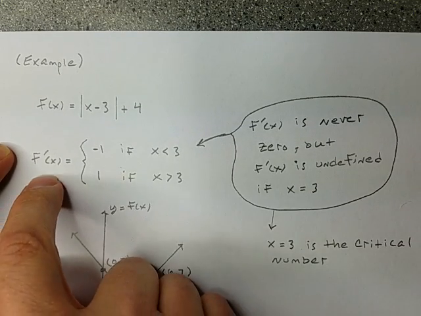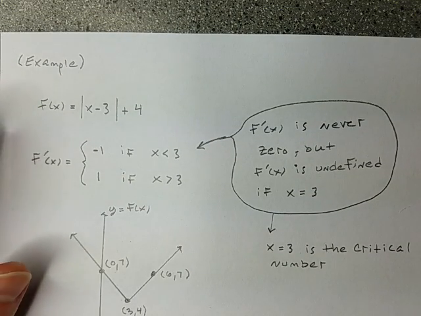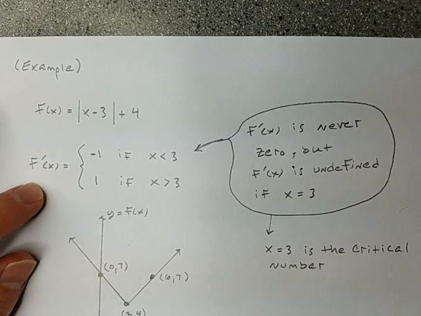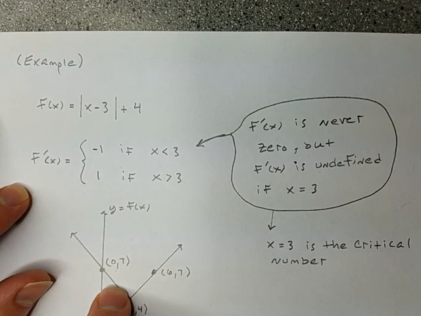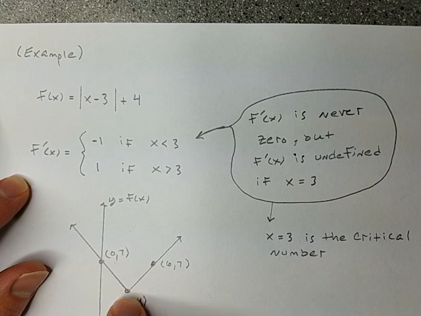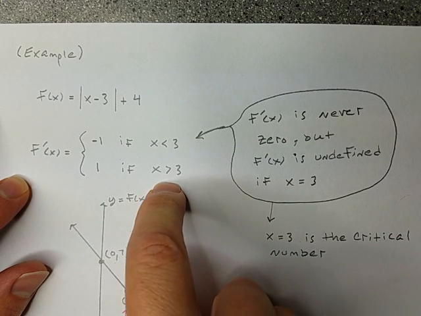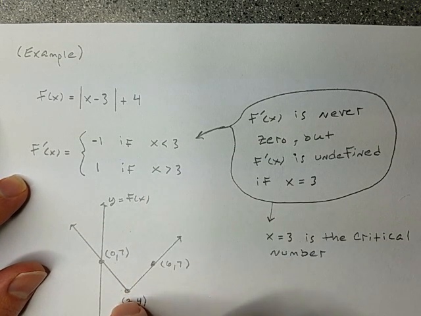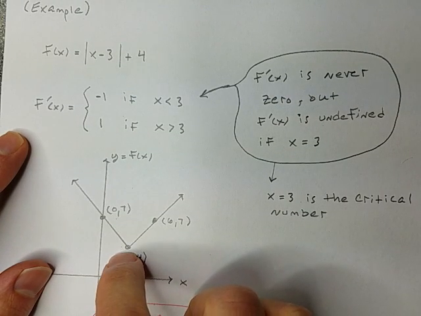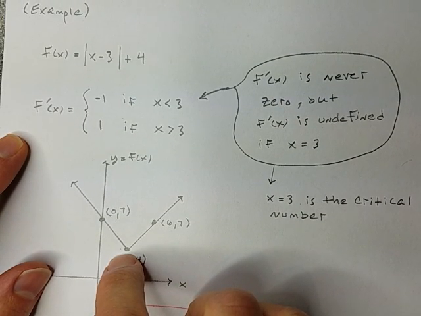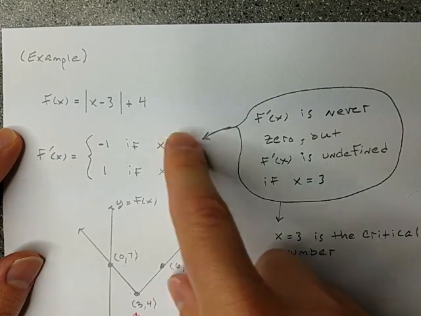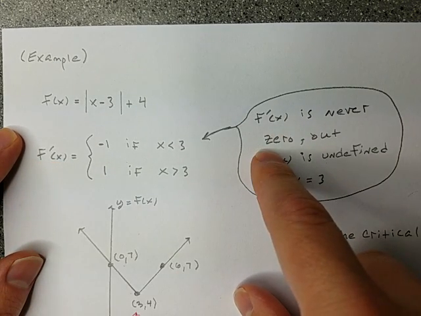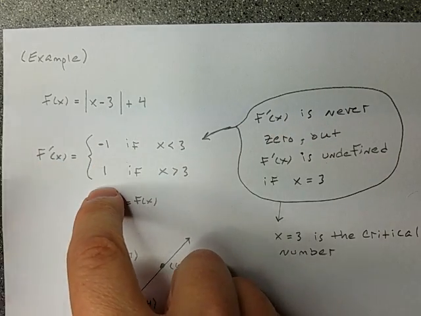So since the derivative, one interpretation of it is that it tells you the slope of the curve, that means that the derivative would have to be negative 1 if x is less than 3 and 1 if x is greater than 3. Now, what about at that point down there, which is a corner point? What are we going to say about the derivative? Well, if this is the derivative, it's never going to be 0. Okay, it's either 1 or negative 1.